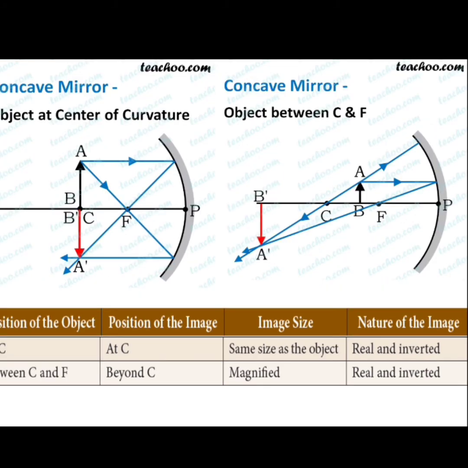The next one, the object is placed at C, that is center of curvature. You get the position of image also at C. The image size is same size as of the object. Nature of the image is real and inverted. The next one, object placed between C and F. You will get the position of image beyond C. Image size is magnified, that is bigger than the object, and nature of the image is real and inverted.